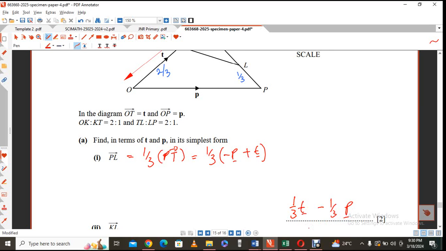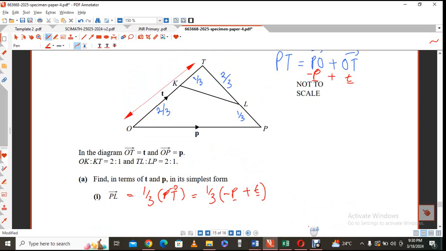KL, well, here's the catch of KL. Now, when you are going from K to L, and I'm going to use my diagram over here, KL is nothing but going from KT plus TL. Very important that you have a concept there. That is going a third plus TL.